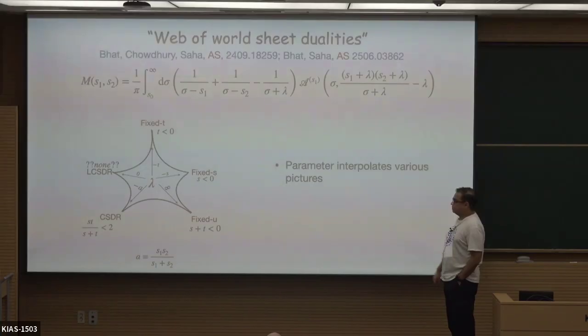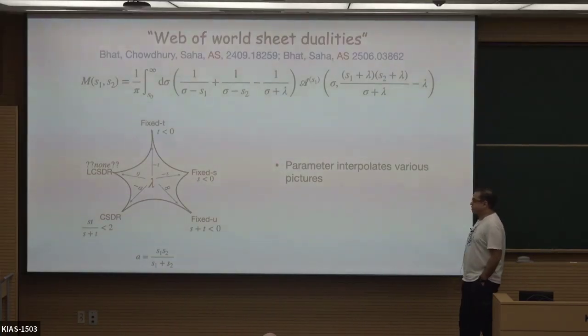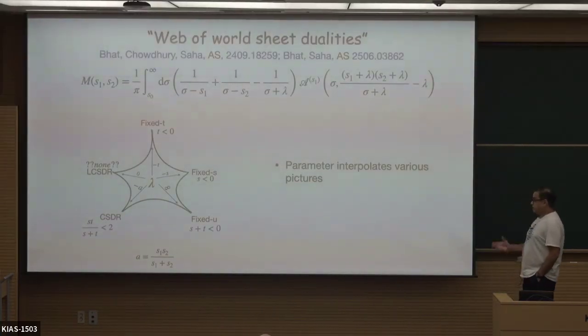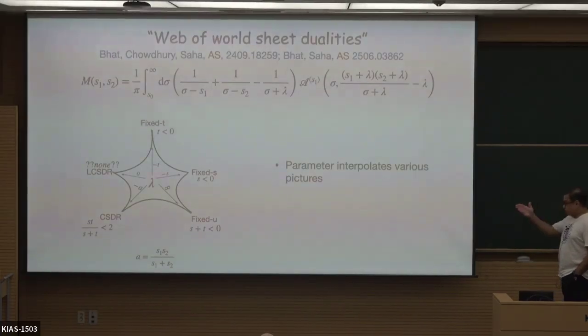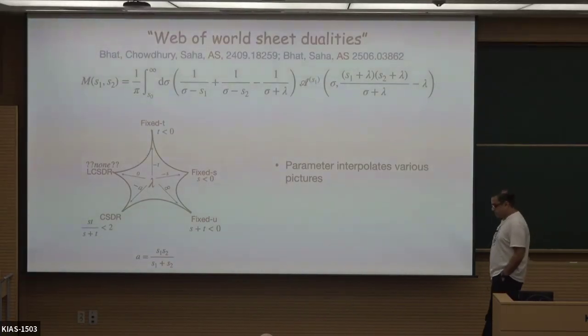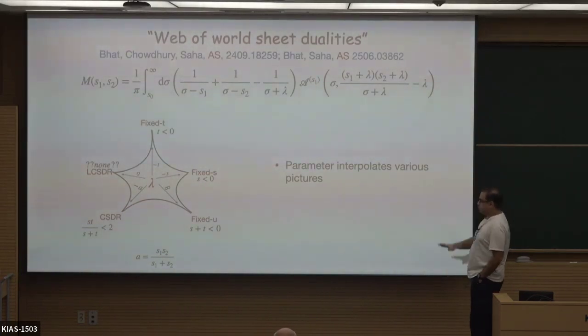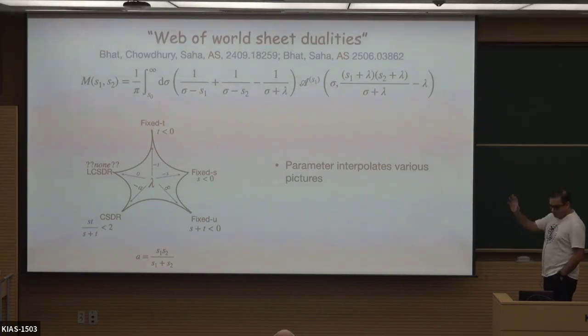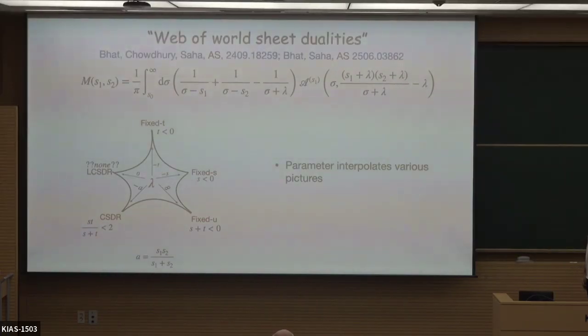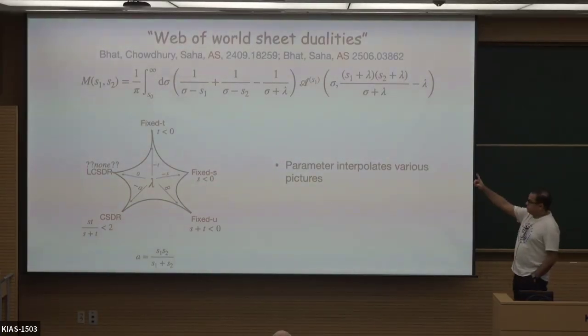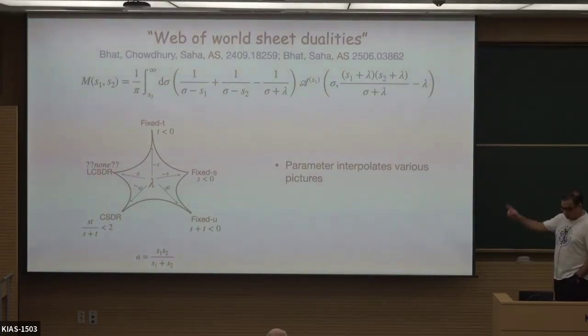And then there is also something called the local crossing symmetric dispersion relation, which is sort of an offshoot of the crossing symmetric dispersion relations. I won't go into all this, but basically these are the 5 dispersion relations that are known to us. And as I said, this parameter lambda that we have introduced interpolates between all of these in various limits, and the limits are indicated in that figure.